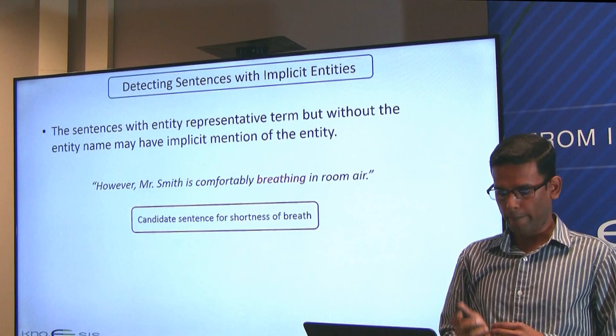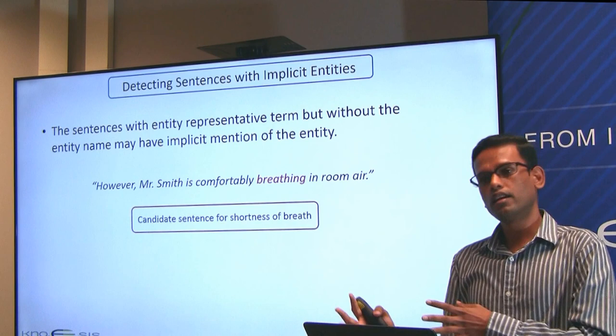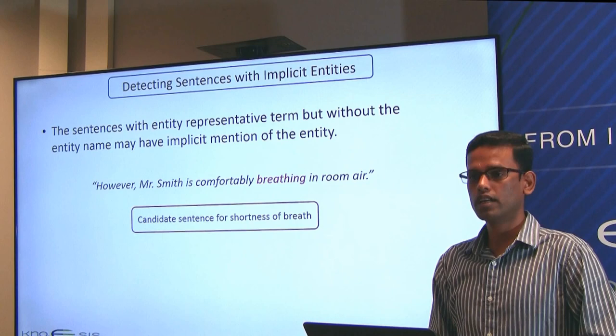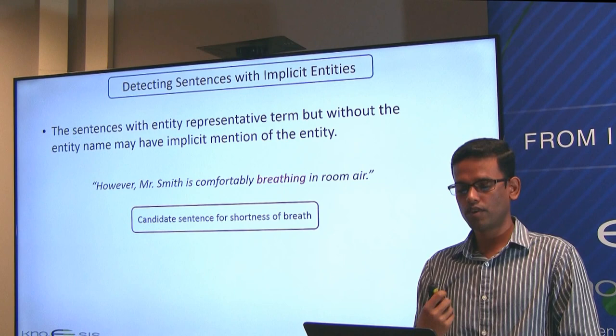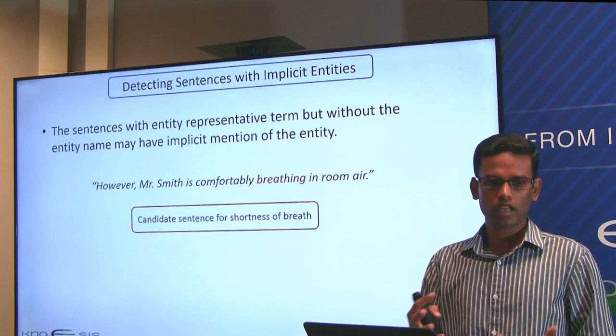So once we have that, now we pass the clinical documents and go sentence by sentence, looking at whether you have terms that indicate a particular entity but do not have the entity name. This sentence is an example: "However, Mr. Smith is comfortably breathing in room air." You have the term breathing, which may indicate shortness of breath, but you don't have the entity name there. So this will become a candidate sentence for shortness of breath.